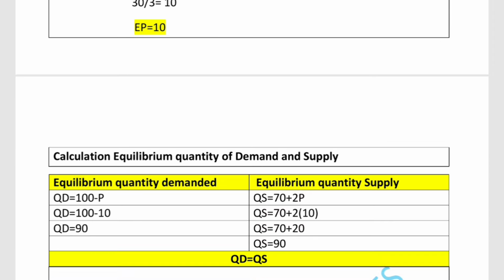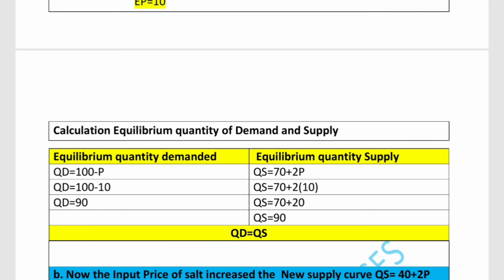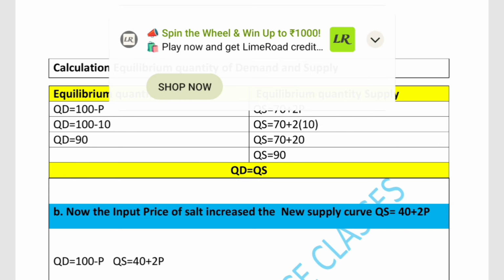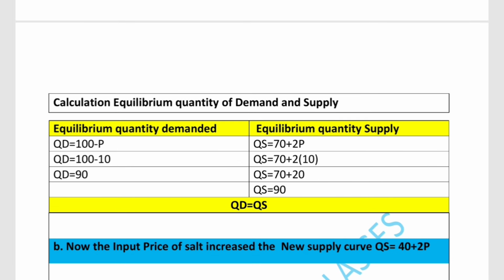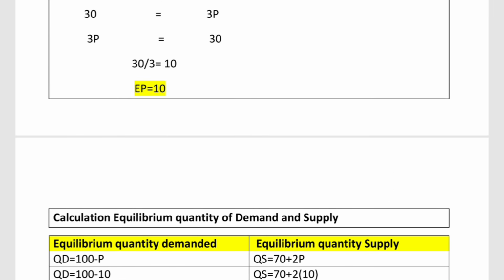Now we calculate the equilibrium quantity of demand and supply. Put 2 columns. In column number 1, equilibrium quantity demanded. In column number 2, equilibrium quantity supplied. What is the quantity demanded they have given? QD equals 100 minus P. So QD equals 100 minus, and the price we got is 10.